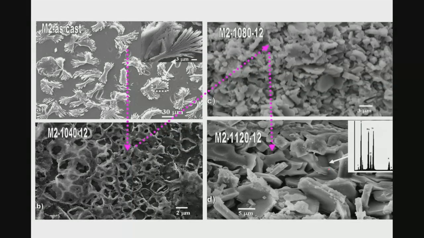But this morphology is certainly sensitive to the composition of the base glass, as you go from M1 to M2, and M2 as cast means without ceramization. Without ceramization, these crystals have a different morphology, and once you start crystallizing, you see a different type of crystal formation, but these crystals do not have any specific or very regular morphology, the way you have seen earlier.